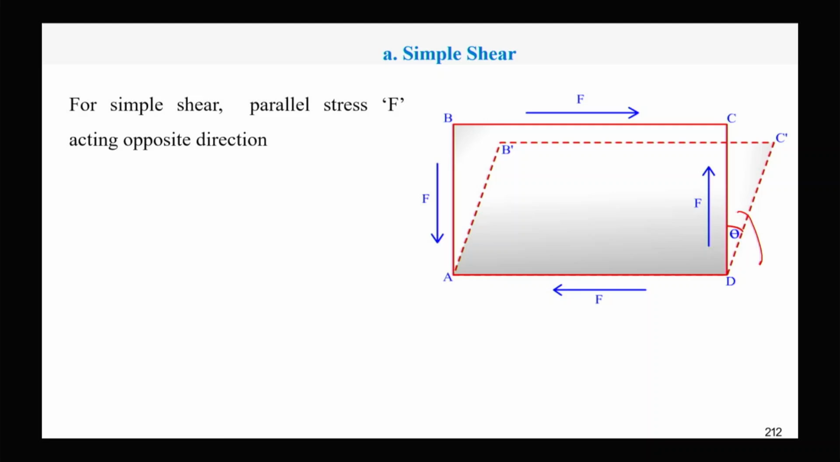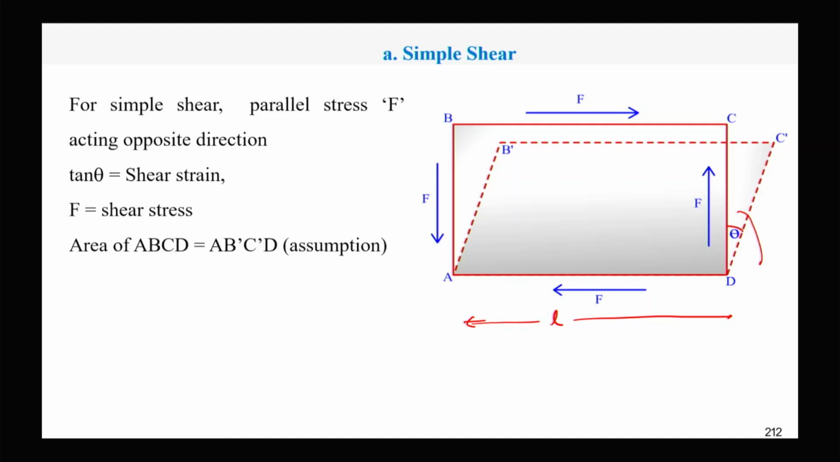So for simple shear, with parallel stress F acting in opposite directions, tan theta is the shear strain and F is the shear stress. The shear stress is expressed as the force per unit length of the fabric. If the length of the fabric here is L, then F by L will be the shear stress. Here the assumption is that during shear deformation, the area of the fabric doesn't change. So ABCD will be equal to A, B dash, C dash, D. This is the assumption.